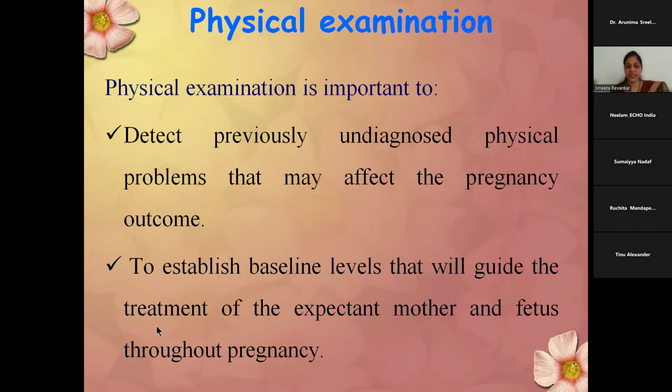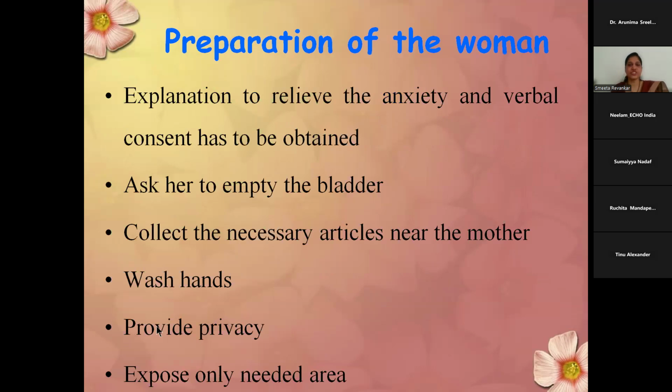fetus throughout the pregnancy. Preparation of the woman. Explanation is very much important so that we can relieve the anxiety of the mother. If she's a primary mother, she may not be ready for everything, so we have to explain to her each and every procedure we are going to do. Even verbal consent has to be obtained from the woman, whether we can assess her abdomen, whether I can assess her breast. For everything you have to take verbal consent from her.